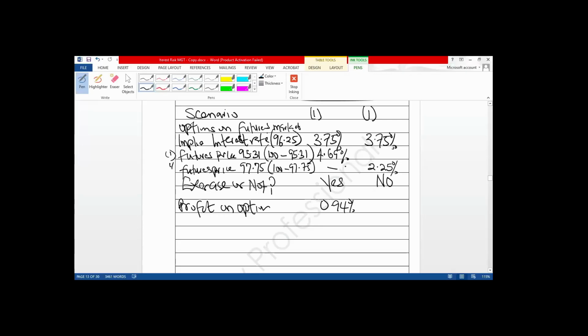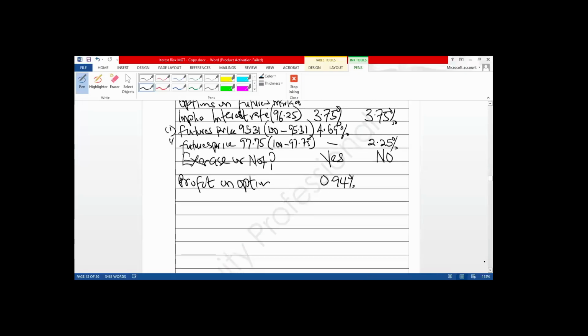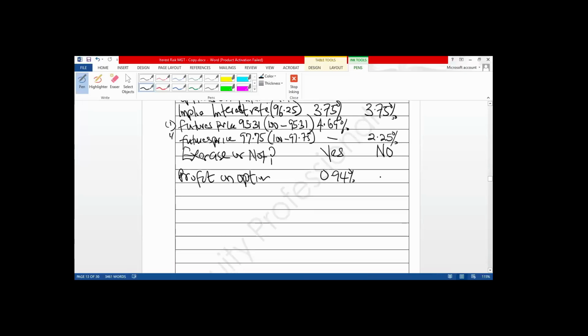For the second scenario, you are not going to exercise your rights. You are going to opt out. You are not going to incur a loss, neither are you going to make a profit. Opt out.